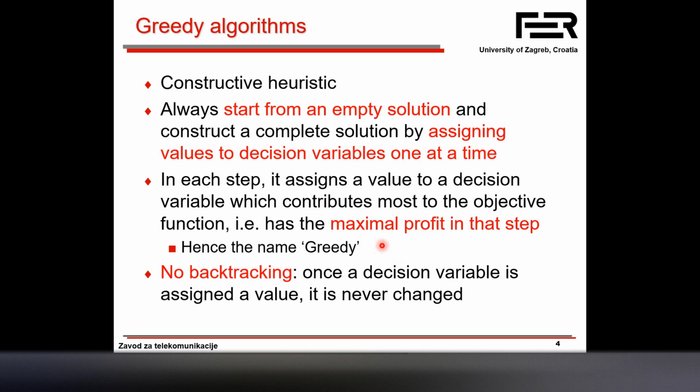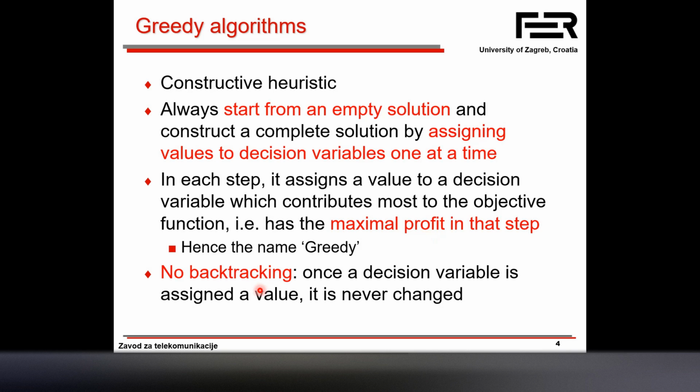So we assign a value that somehow maximizes this profit, and that's why it's called greedy. And what we'll see is that this can be either static or dynamic, and we'll get to that in a moment. When we look at typical characteristics of greedy algorithms, generally there is no backtracking.